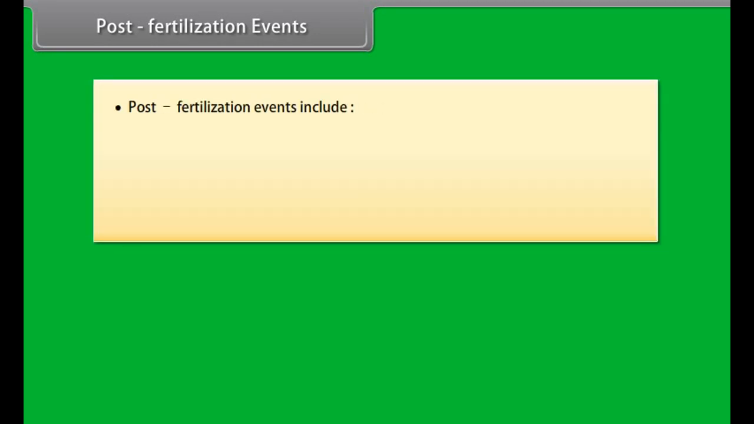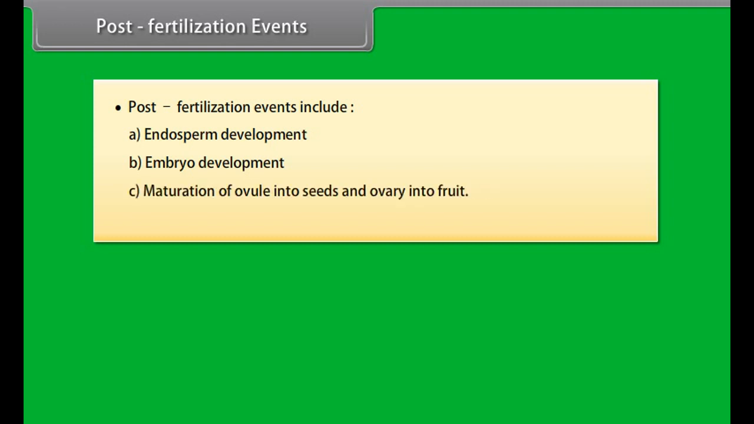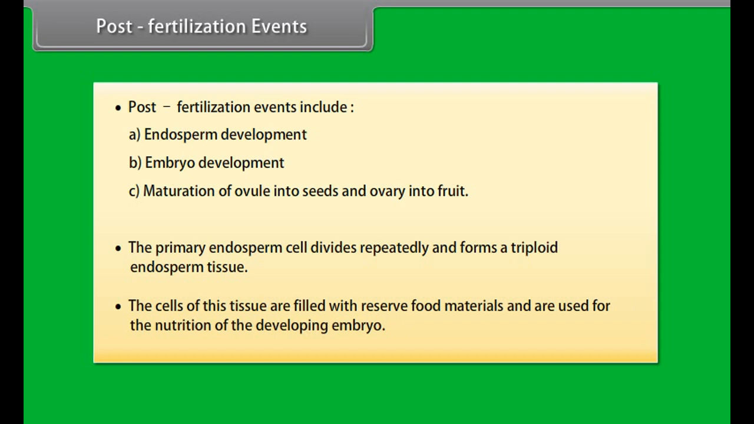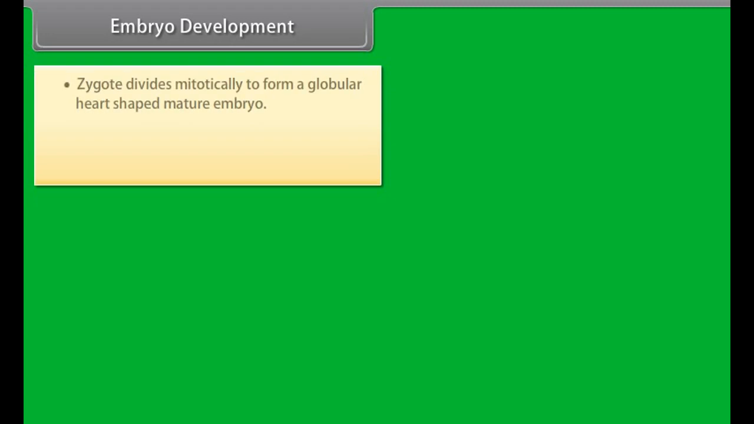Post-fertilization events. Post-fertilization events include A. Endosperm development, B. Embryo development, C. Maturation of ovule into seeds and ovary into fruit. The primary endosperm cell divides repeatedly and forms a triploid endosperm tissue. The cells of this tissue are filled with reserve food materials and are used for the nutrition of the developing embryo. Embryo development. Zygote divides mitotically to form a globular, heart-shaped mature embryo.